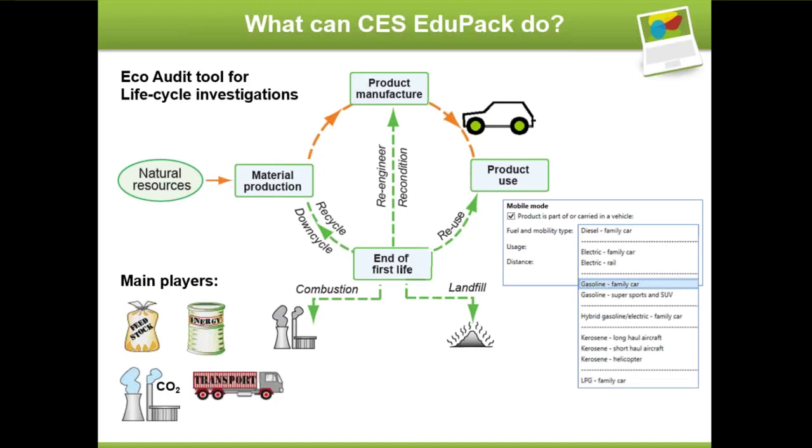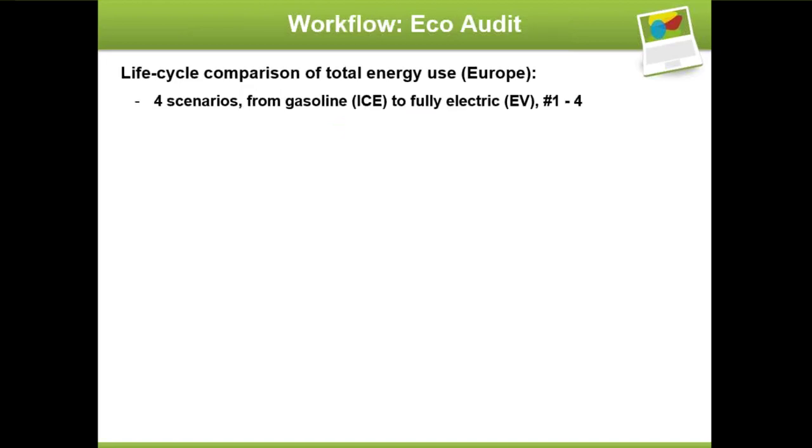And luckily, in the options already available in the Eco Audit, you can choose a family car or an electric family car within the mobile mode when you're thinking about the use phase of a product. And that's lucky, because we will try to use that in today's demonstration.